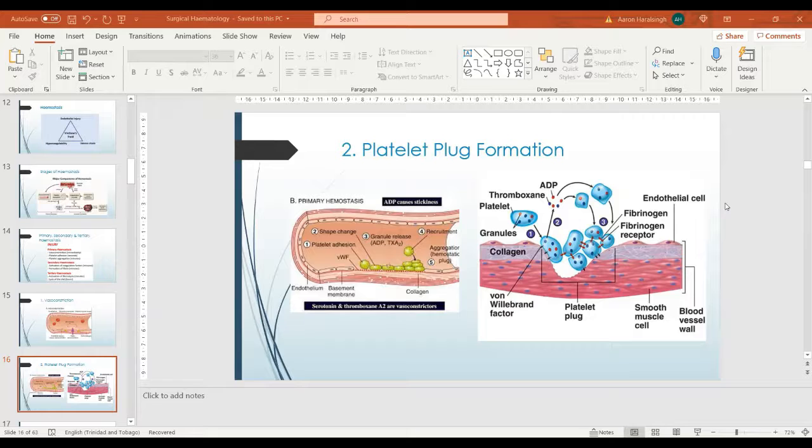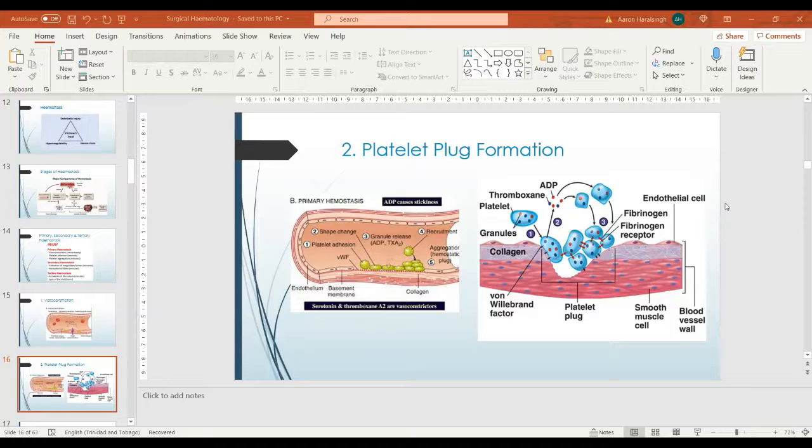And then we have the dense granules, which secrete ADP, ATP, serotonin, calcium, and magnesium. So the main players here from the degranulation of the platelets are ADP and thromboxane A2. Yeah, and the ADP and thromboxane A2 help with recruitment of platelets. And then this is what leads to the next step, which is platelet aggregation.